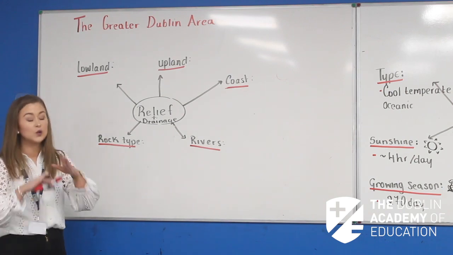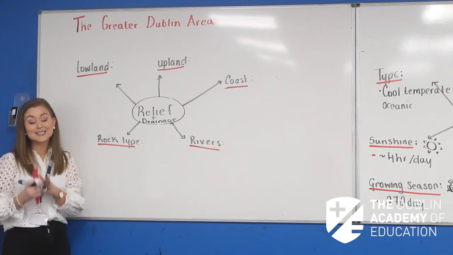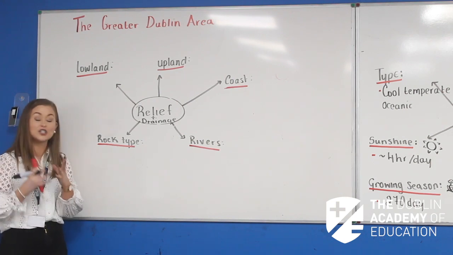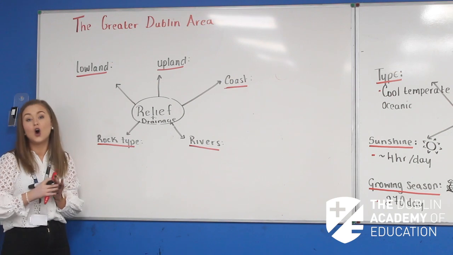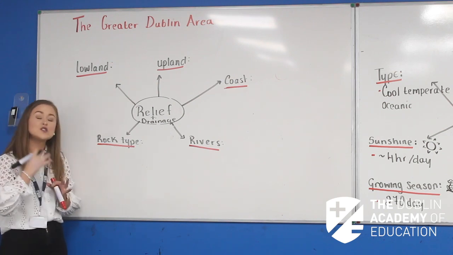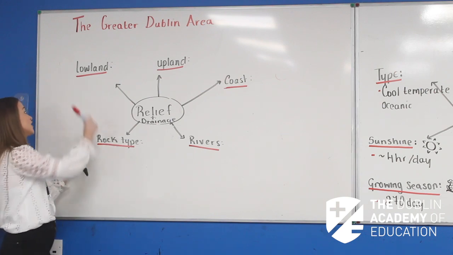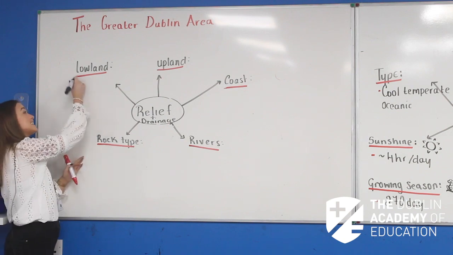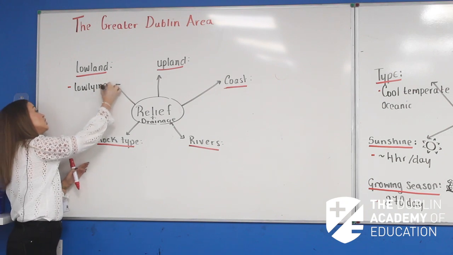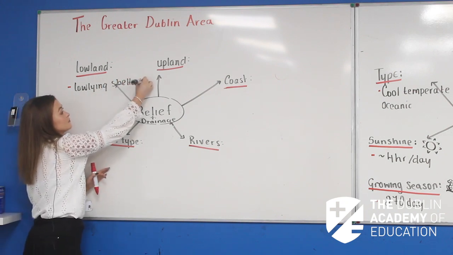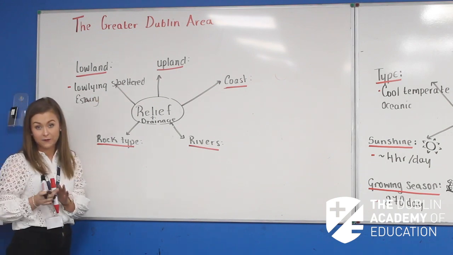Now, in relation to the relief, the GDA is quite low-lying. It's a low-lying and sheltered estuary, and basically it's quite flat. Now, it does undulate, okay? Undulate just means curve. It curves to the north and the west. So when we talk about low-lying, what we can mention here is that first of all, it is a low-lying, sheltered estuary. Okay, so that's my first point there.